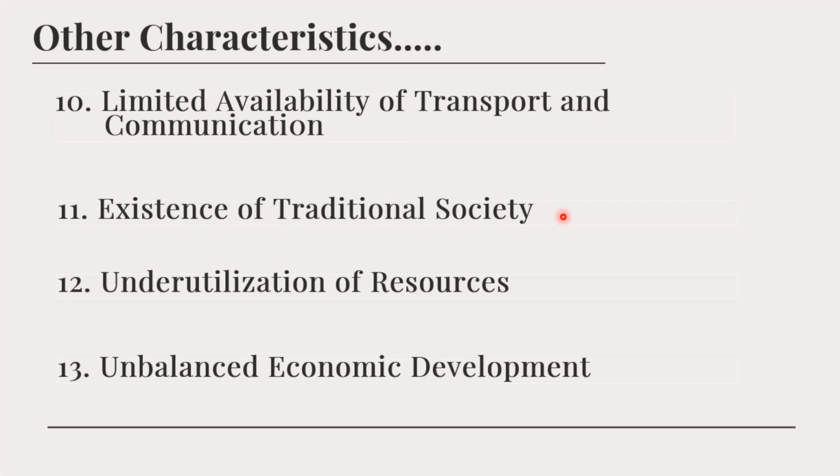Still, our people believe in religious notions and supernatural elements. Because of this belief in supernatural elements, the efficiency of the labor will decline. They depend upon supernatural elements. So this existence of traditional society hampers the development of our economy. The next characteristic is underutilization of resources.